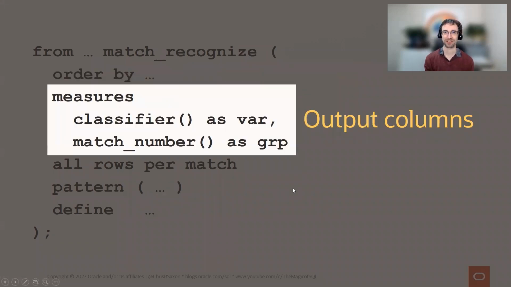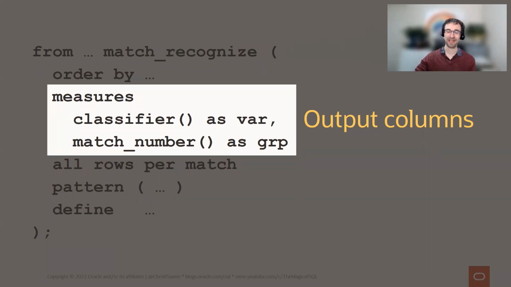Next up, we have the measures clause, and this defines output columns. So we can use expressions here to say what we want to be in the output. Now you'll notice I've got two things here, classifier and match number. They are inbuilt functions for match recognize. They're going to be super useful for this presentation to help show what's going on, but they are also super useful when you are writing pattern matching queries.